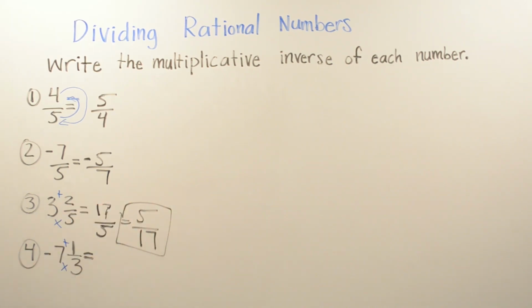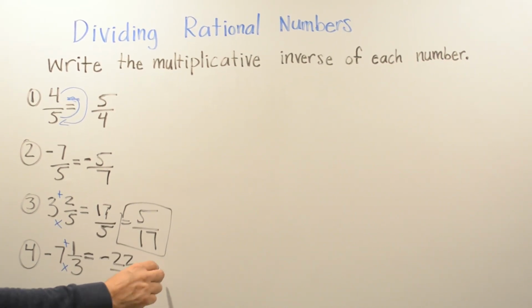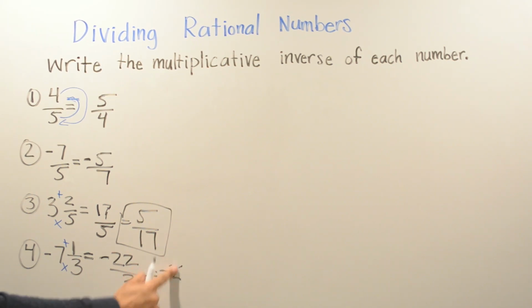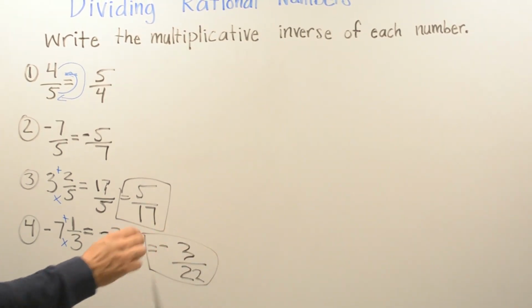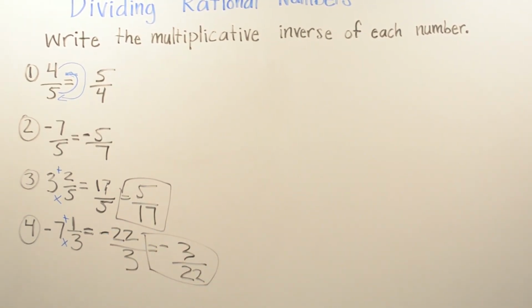Okay. For number 4, go ahead and try to do it. You can pause the video, and then press play and see if you got the same answer as I did. So 7 times 3 is 21, plus 1 is 22. Don't forget to put your negative sign, and you have 3. Then you're going to flip it to negative 3 over 22. So your answer is going to be negative 3 over 22.